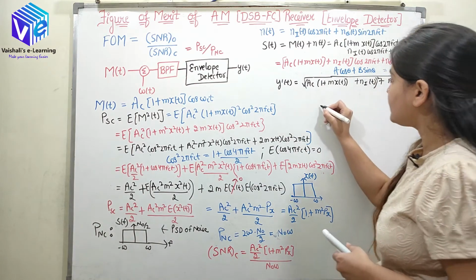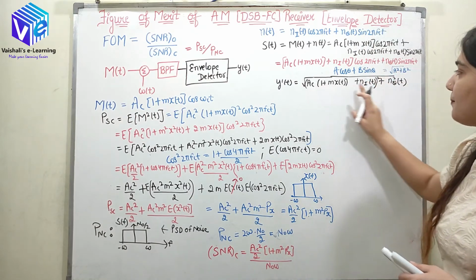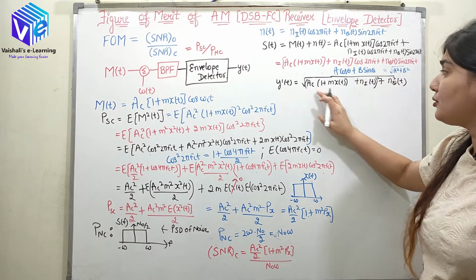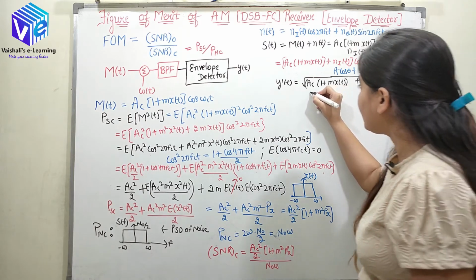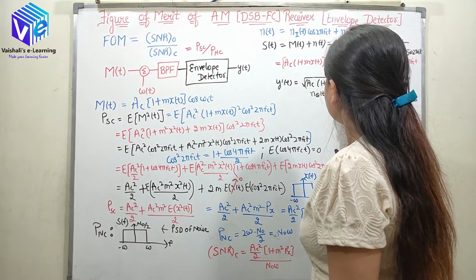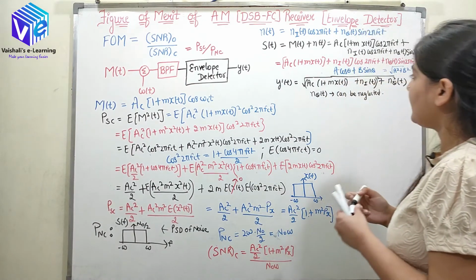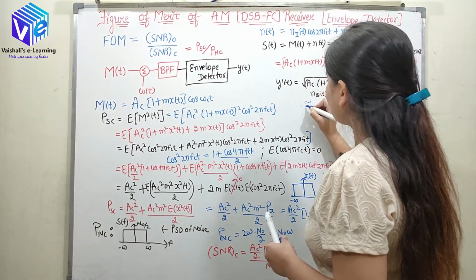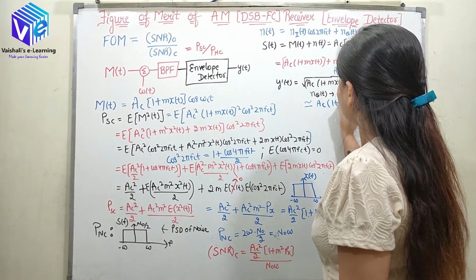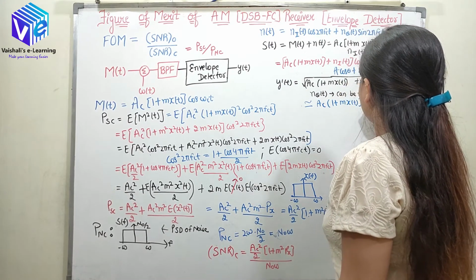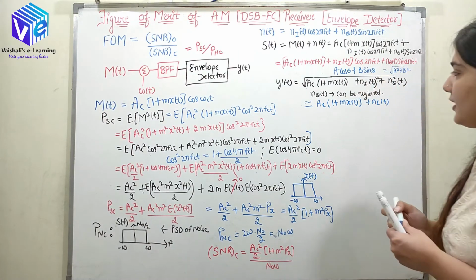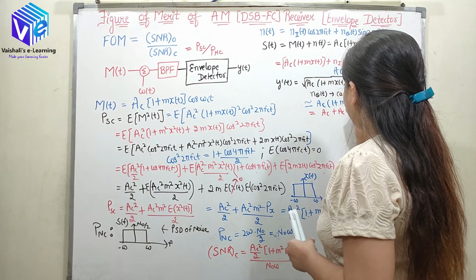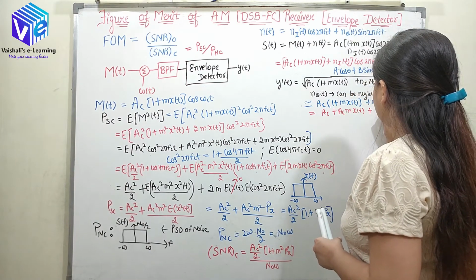So here if I see this, Ac will be a very high value, nI will be a comparatively lower value, but nQ, if I compare nQ with this term, is very small. So I can neglect nQ. So nQ(t) can be neglected. Now y'(t) can be represented as, it is not equal to, it is approximately equal to Ac (1 plus m of x(t)) plus nI(t). Now I can simplify this and write it as Ac plus Ac m of x(t) plus nI(t).